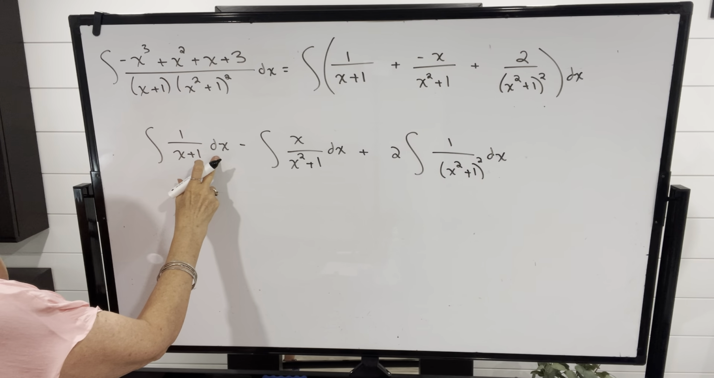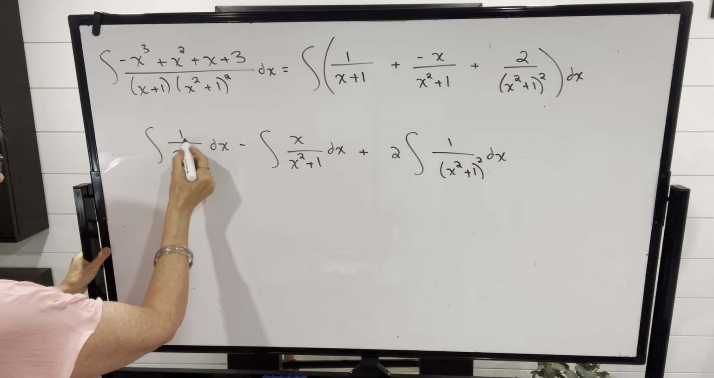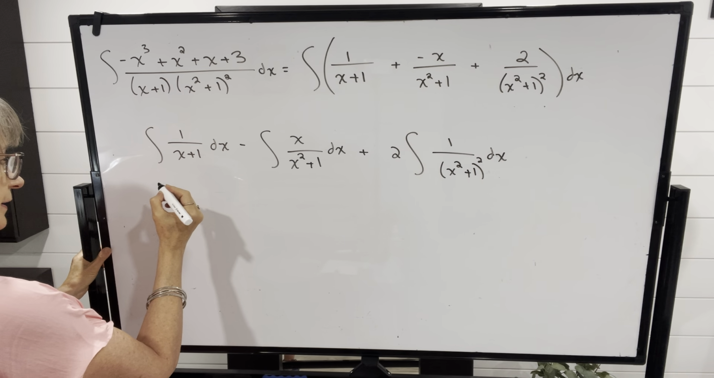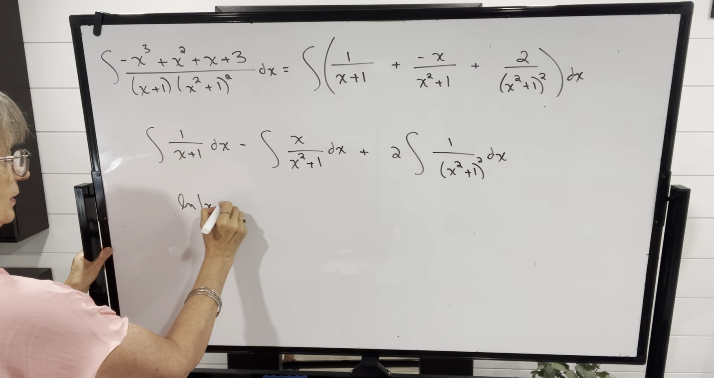This fits our basic log pattern. We've seen this come up in previous examples. So this is 1 over u du. So the integral of this is the natural log of the absolute value of x plus 1.